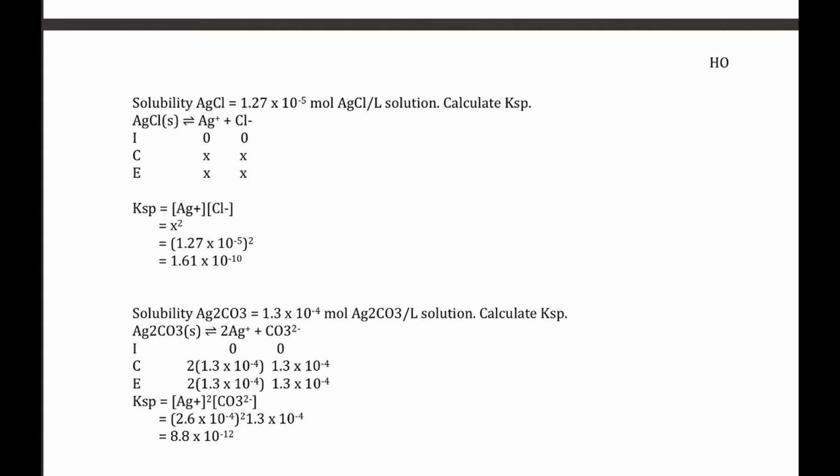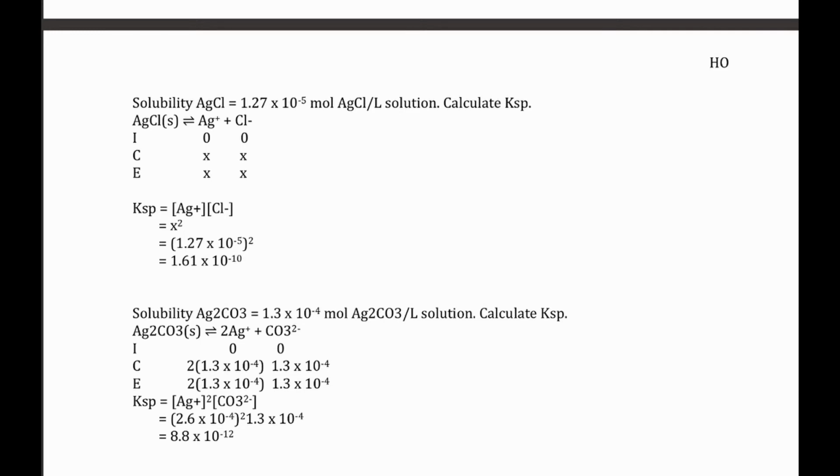So at equilibrium, we have 2 times the solubility for Ag+. We have just the solubility for CO3 2-. And the 2 there, of course, you recognize comes from the stoichiometric coefficient in front of Ag+ being 2. So Ksp is Ag+ squared. Remember, we haven't done that in chapters 14 or 15 because everything was on a 1-to-1 mole ratio. But with our solubility chapter, they're not necessarily. So Ag+ squared times CO3 2- to the first power.